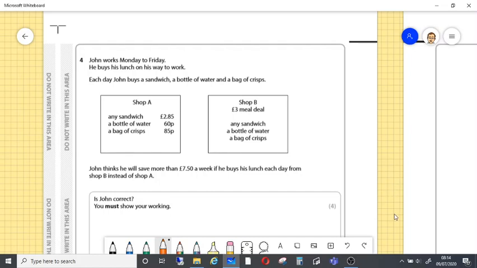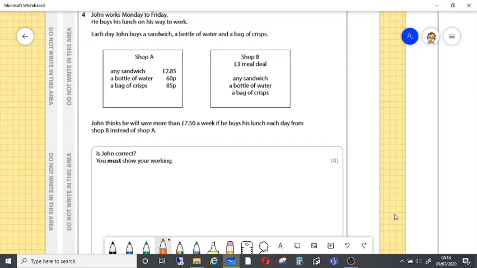Okay, so let's have a look at this. It says John works on Monday to Friday. He buys his lunch on his way to work. Each day John buys a sandwich, a bottle of water and a packet of crisps. John thinks he will save more than $7.50 a week if he buys his lunch each day from shop B instead of shop A. Well, let's work out shop B because that looks fairly straightforward.